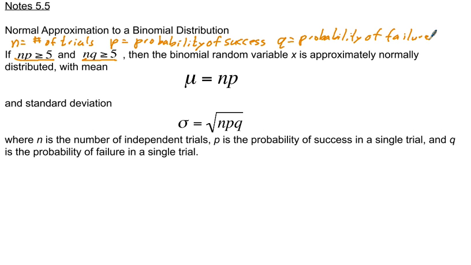And just like before, our mean is n times p, and the standard deviation is the square root of n times p times q. Right? So once we find out that this is approximately normal, in order to do a normal probability problem, all we need is mean and standard deviation. And we have two simple formulas to get that for us from the binomial distribution. All right, going on to the next slide.